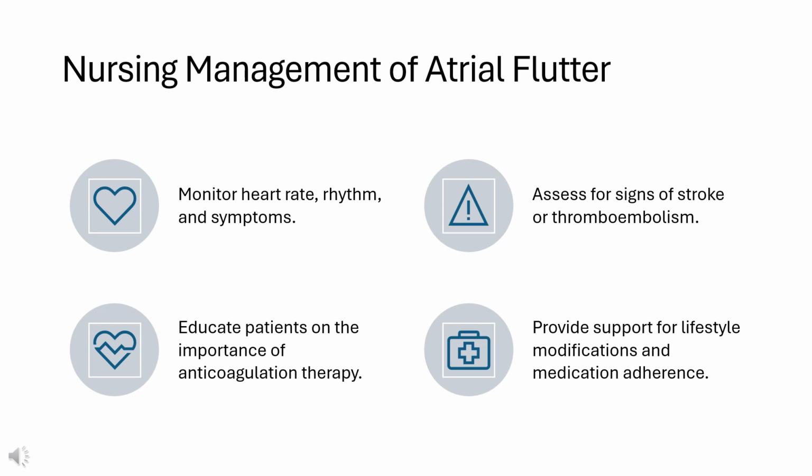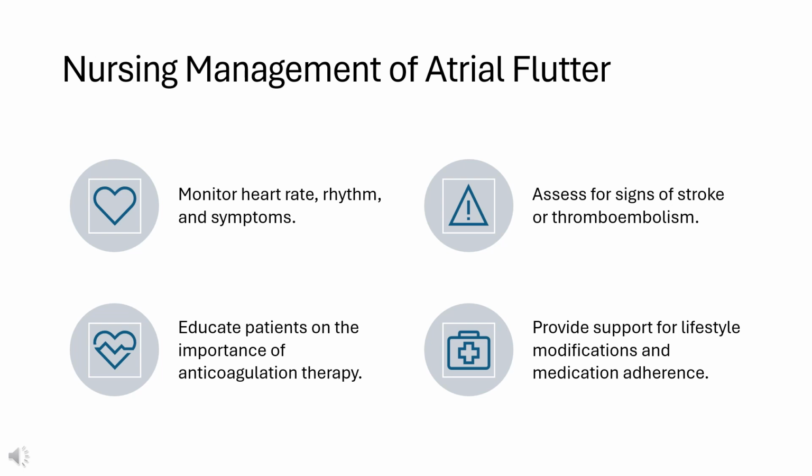Patients with atrial flutter are at an increased risk of stroke and thromboembolism due to the potential for blood stasis in the atria, so monitor for any sudden changes in neurological status, such as weakness, numbness, difficulty speaking, or facial drooping. These could be early signs of a stroke. Be alert for symptoms like sudden shortness of breath, chest pain, or unexplained pain or swelling in the limbs, which could indicate a pulmonary embolism or deep vein thrombosis. Early detection of these signs can lead to prompt treatment, potentially reducing the severity of the stroke or thromboembolic event and improving outcomes.